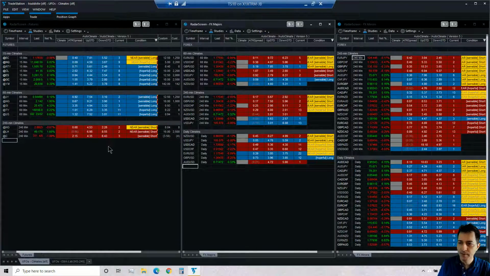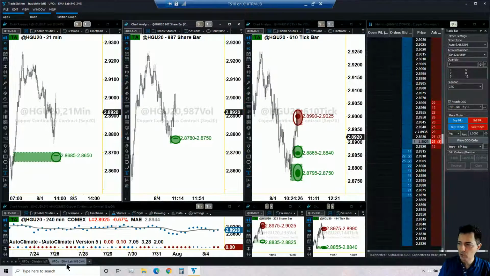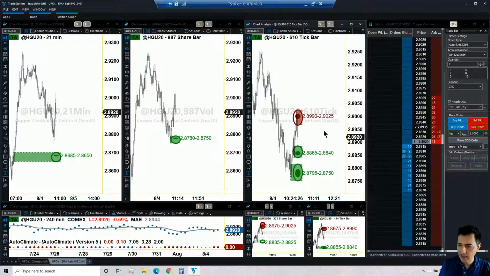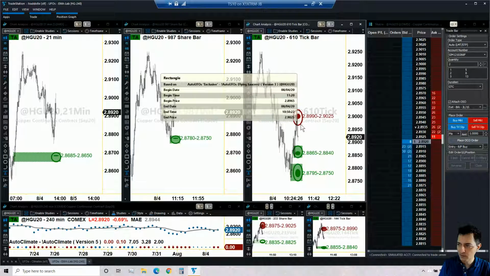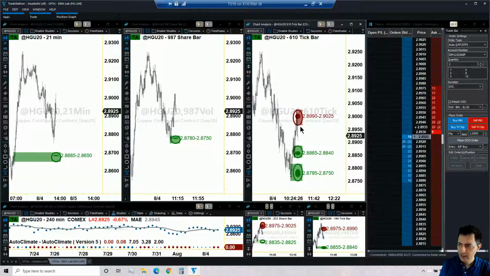Okay, so back to our radar screen, quick look at copper to see if a UFO formed. Here we go. We got a UFO that just formed there. EMA 8944, and the bottom part of this UFO is 8965. 8965, yes. So I'm not sure. I'm really not sure if when price comes to the UFO, we would have a valid entry or not.